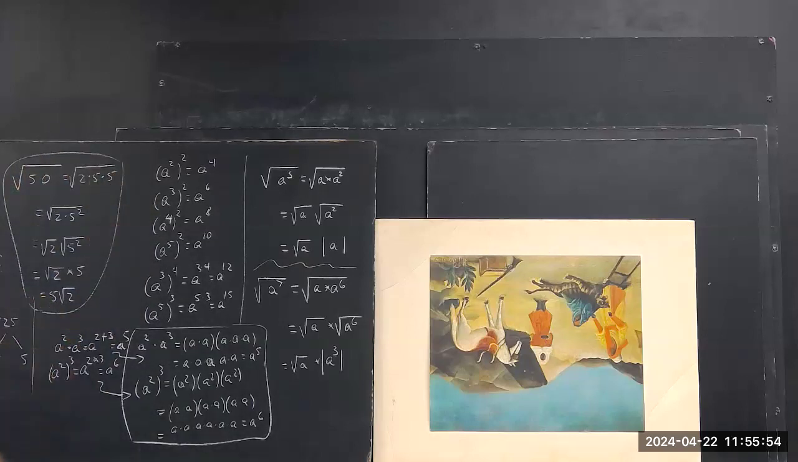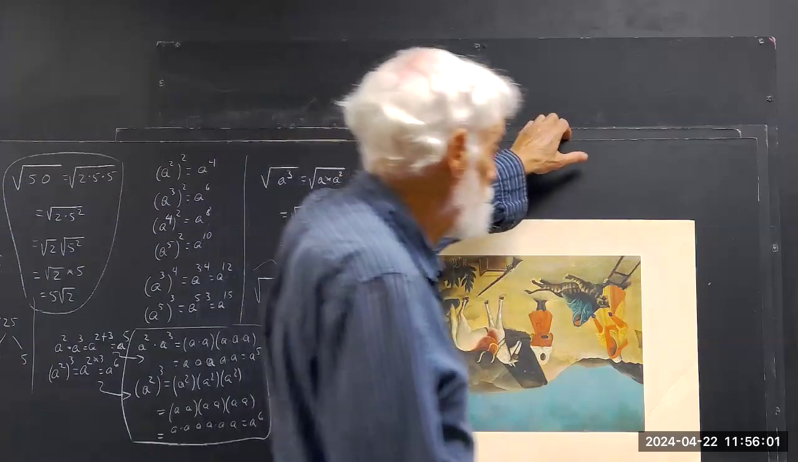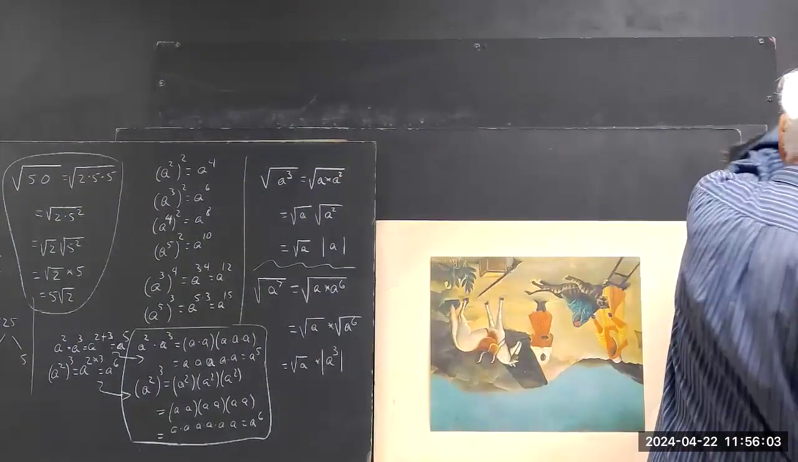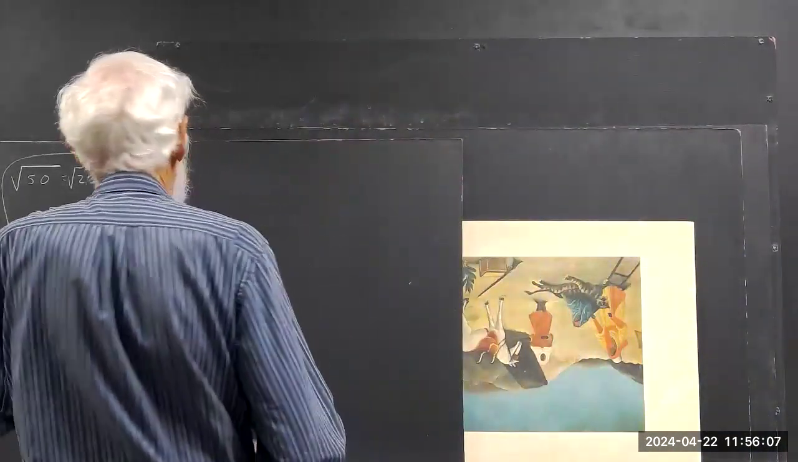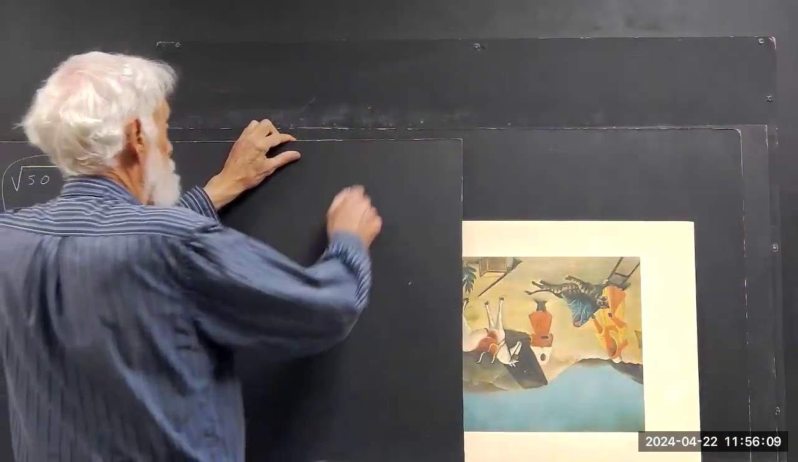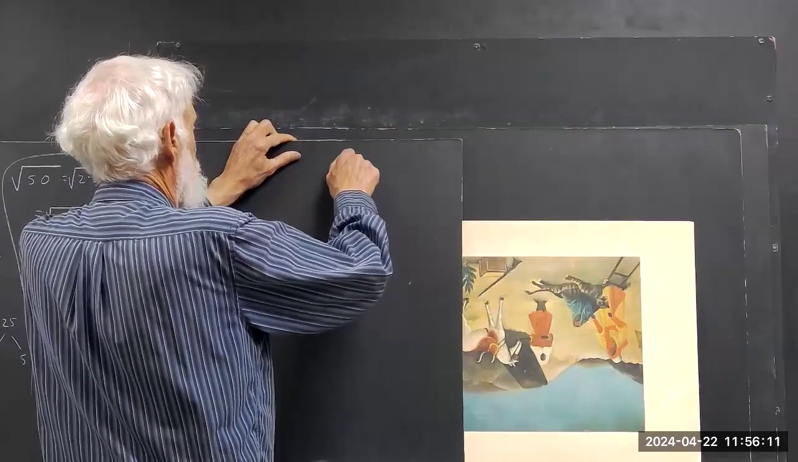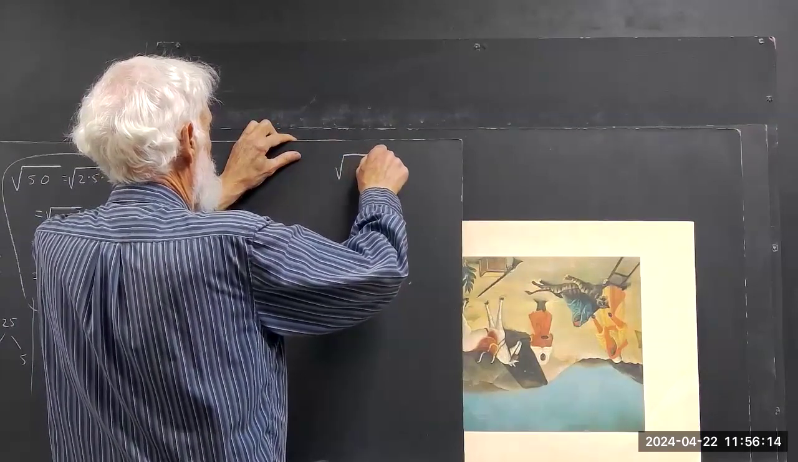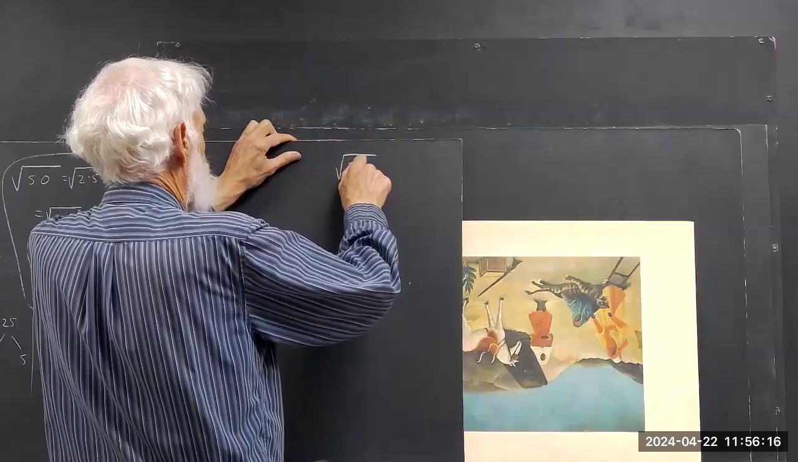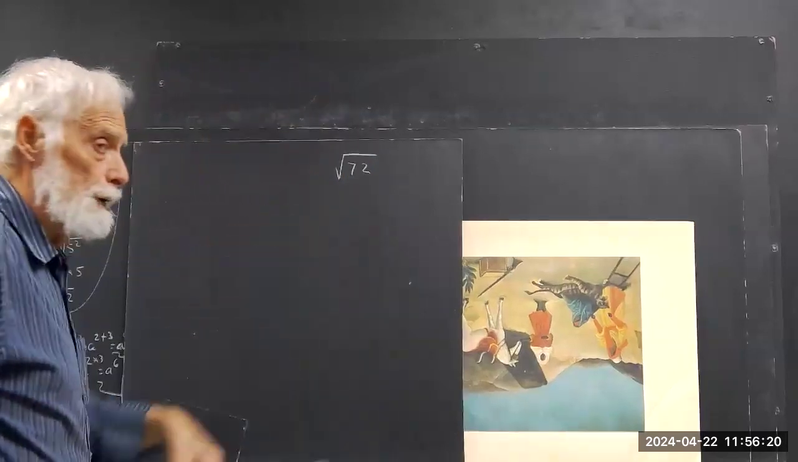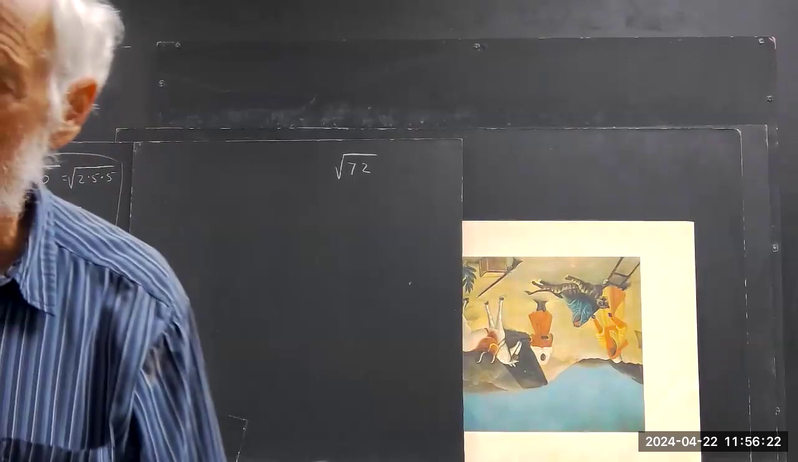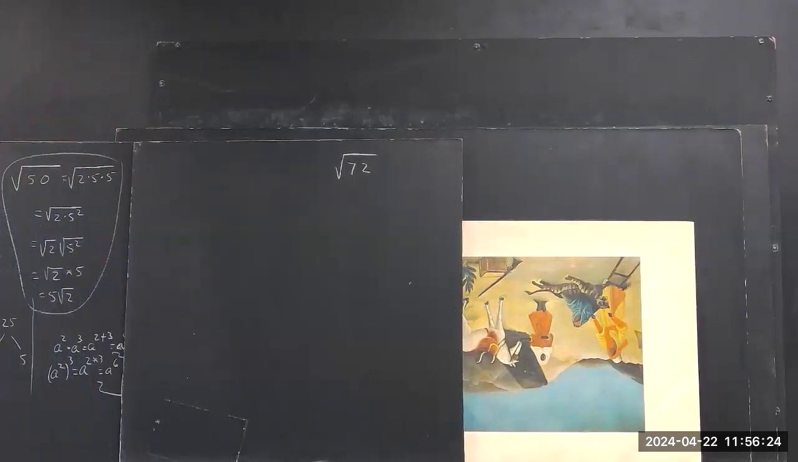And we get 5 times the square root of 2. Let me give you one to work. Square root of 72. Do the prime factorization of 72. Start out by doing the prime factorization.